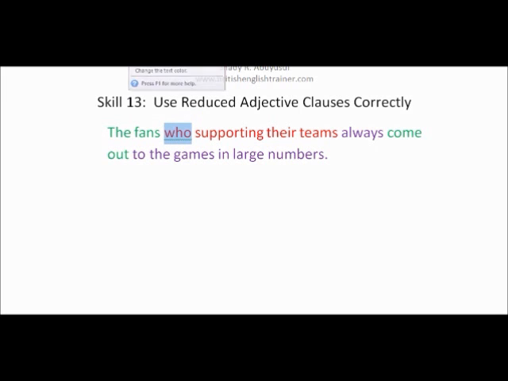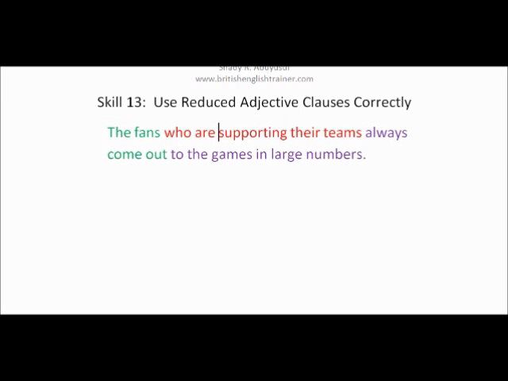Okay, well that's great. Supporting, is it a verb? No, it is not a verb. Why is it not a verb? Because we said before that the present participle is not a verb. For the present participle to be a verb, it needs to be preceded by verb to be, and this is a case that we don't have here. So in order to make this sentence correct, all we need to do is to add are. So in this case, the sentence will be: the fans who are supporting the teams always come out to the games in large numbers.